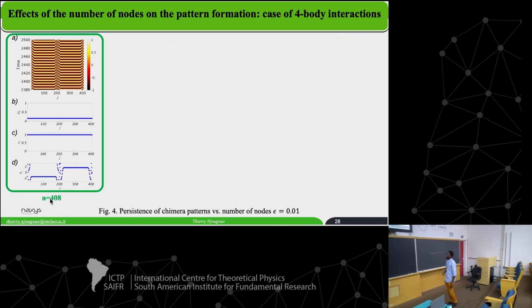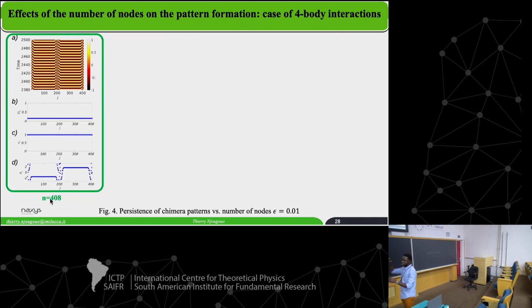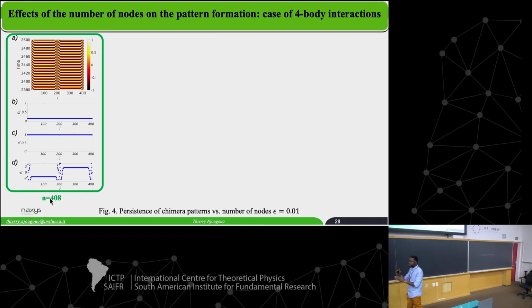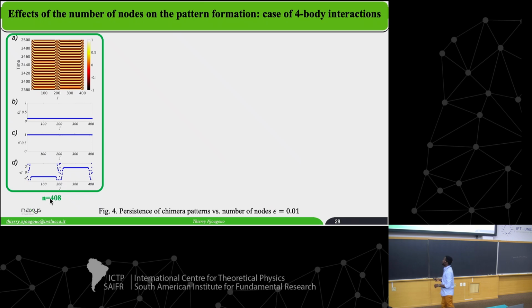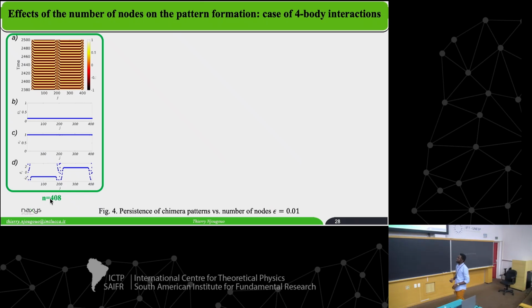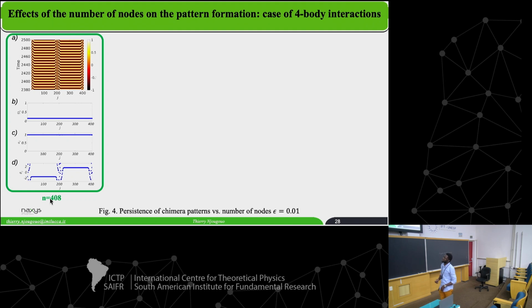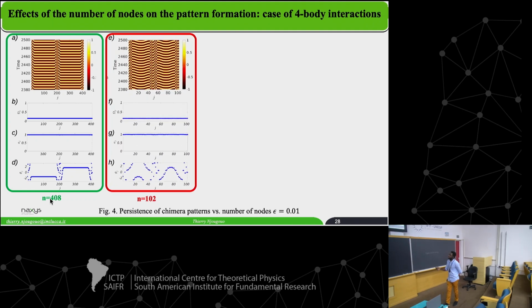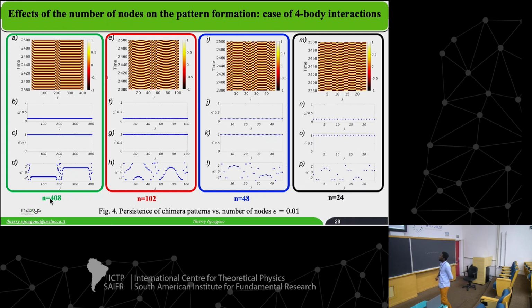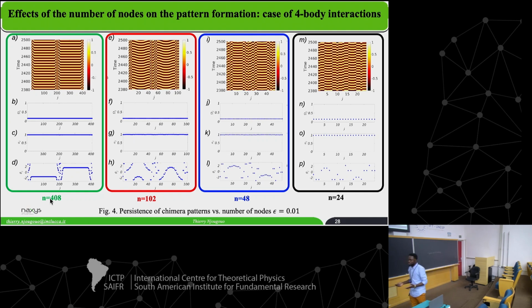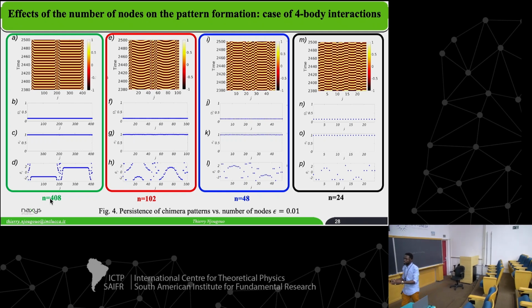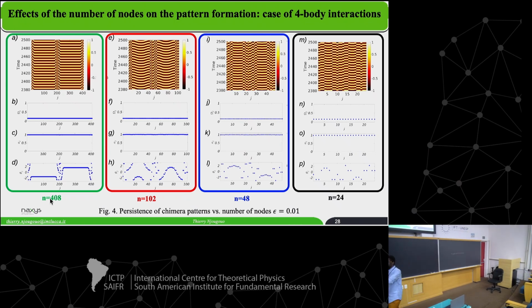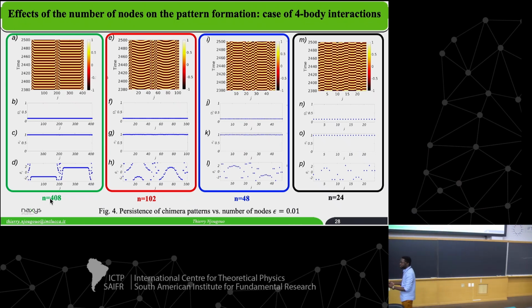So let's decrease the number of nodes in the network, fix the coupling strength, and then observe. If we start with 408 nodes, we still obtain a chimera state. If we switch to 102, we obtain a chimera state. Here, with 48, we obtain a chimera state, and here with 24, it's something that we could call a chimera state, but it's not really a strong chimera. So what does it mean? It means that even if we play with the number of nodes, when we increase the number of nodes, we increase the probability to get a chimera.